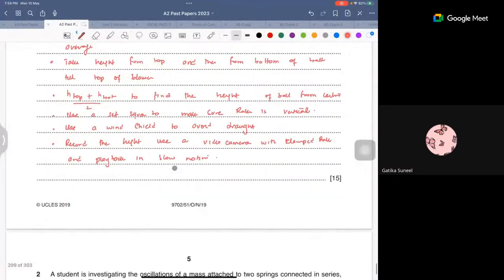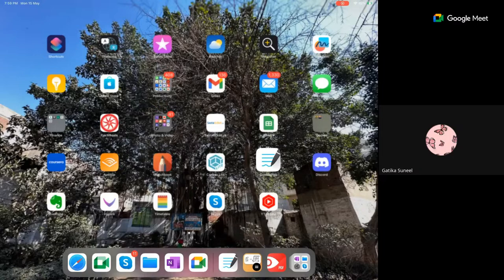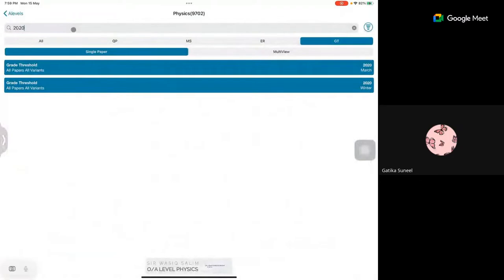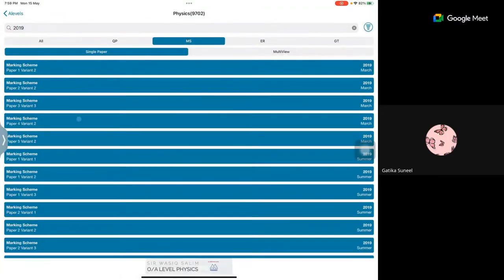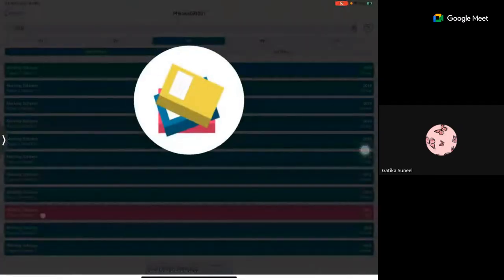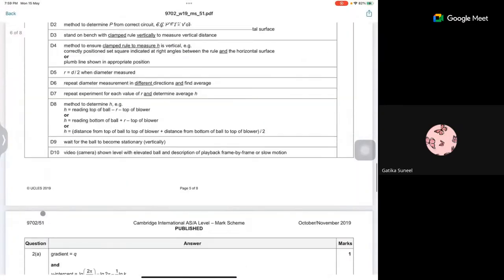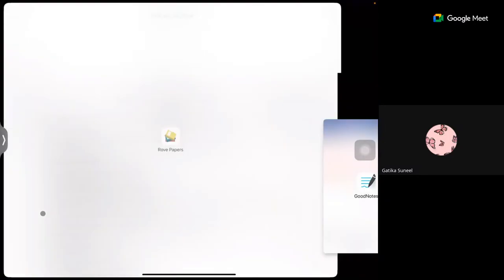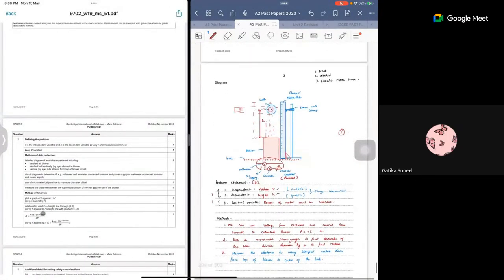Okay, so this was October, November 2019. Let's open up the mark scheme. Okay, good. Let's open it side by side. Let's see what we have done, what we have done wrong, so that we analyze ourselves in the best way.